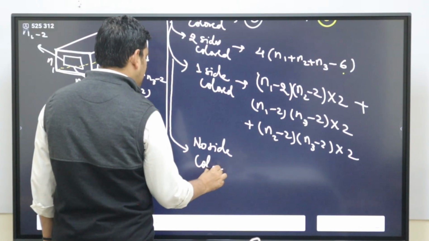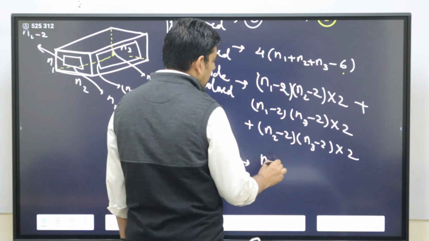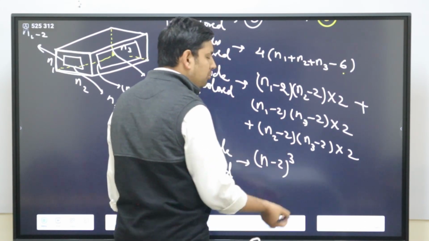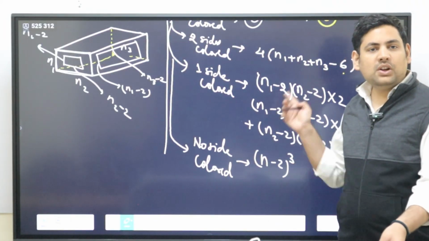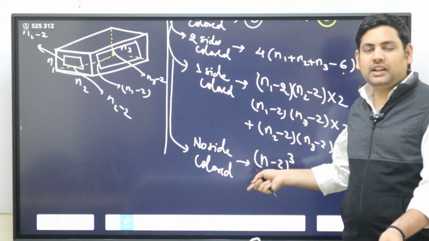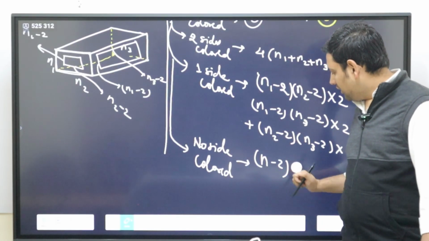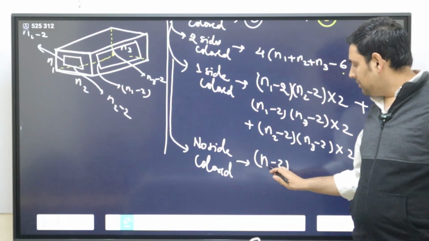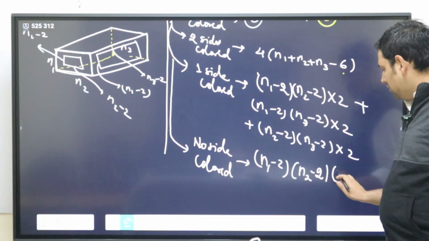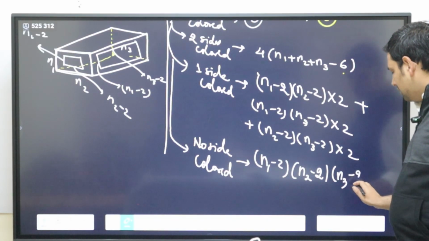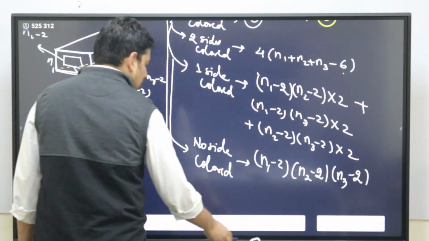So no side colored, how many will you have? The original formula is n minus 2 whole cube. Correct? Now, this was for when all sides were equal. Now all side lengths are not equal, so instead of n minus 2 whole cube, it will become n1 minus 2 into n2 minus 2 into n3 minus 2. This is the formula for no side color.